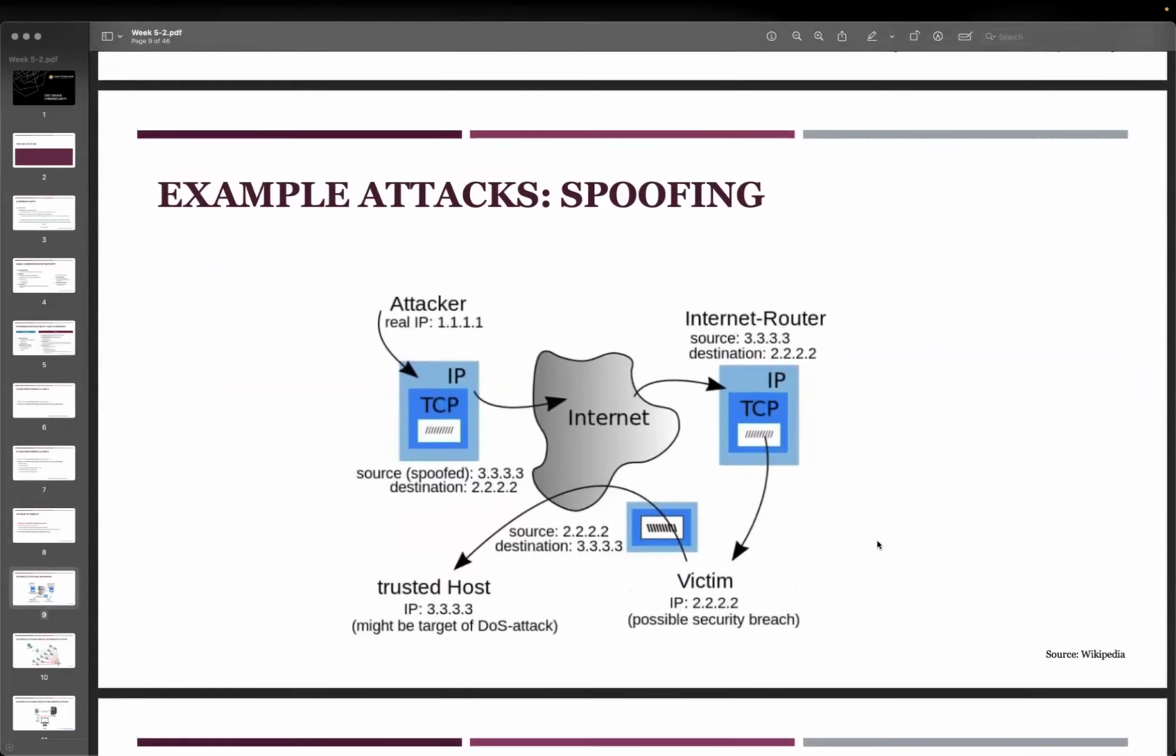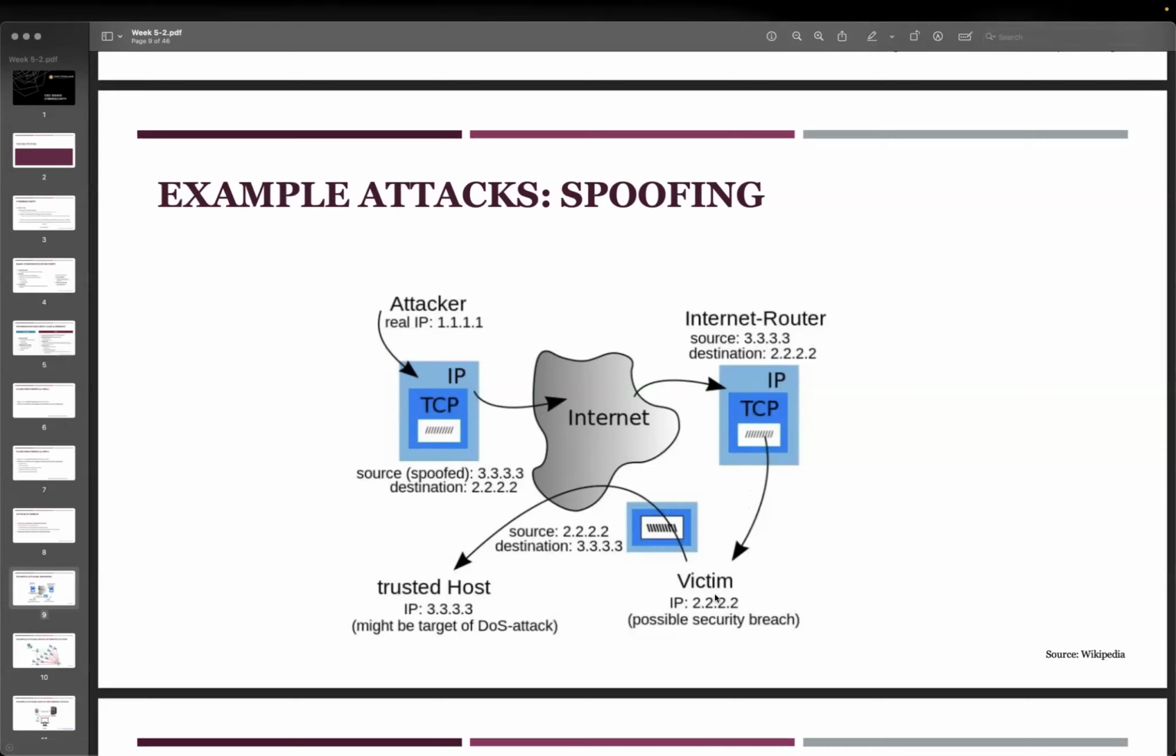And sometimes one of the attacks is called spoofing. So for spoofing, let's say we have the attacker. They have an actual IP address, assuming 1.1.1.1, and they send through TCP. If they spoof, they assume the address 3.3.3.3 and send to a destination, going through all those routers and then reaching our victim, which will be 2.2.2.2, the destination.